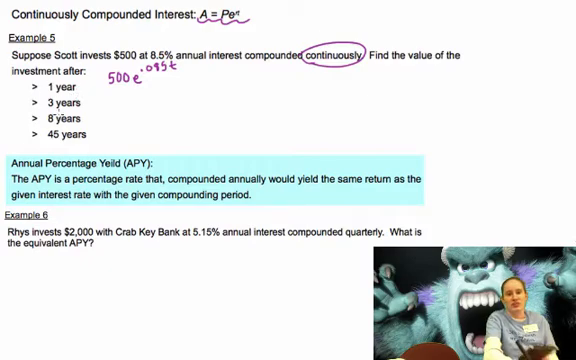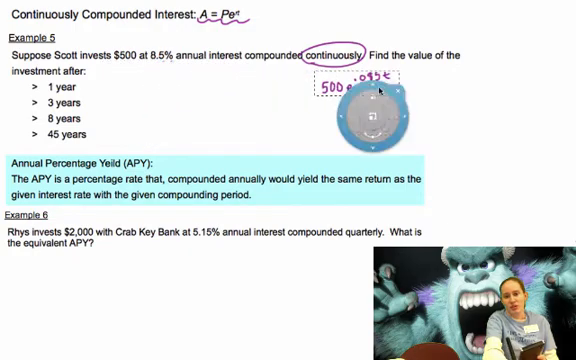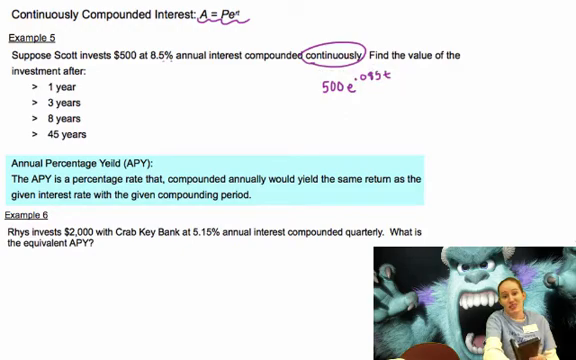And since this stuff is dollars, we typically want to round this to 2 decimal places, because that's how many cents there are. So for 1 year, that gives us 544.36. Then just go up and change the 1 and make it be 3.